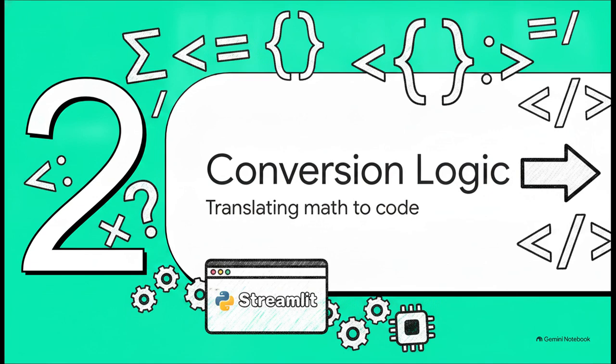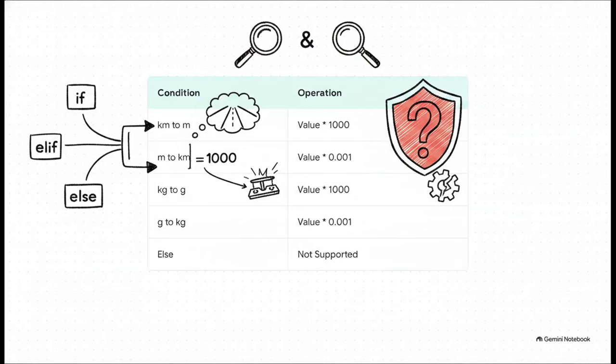Moving on to Section 2, Writing the Conversion Logic. So, how do we actually translate that math into Python? Well, we use a block of if, elif, and else statements. It's just like a routing system. If a user wants to go from kilometers to meters, bam, we multiply the value by 1,000. Notice we use a logical AND to strictly check both these starting and ending units. Oh, and this is absolutely crucial. If they type in some wild combination we haven't built yet, we have an else statement acting as our safety net. Instead of crashing the whole app, it just calmly returns not supported.